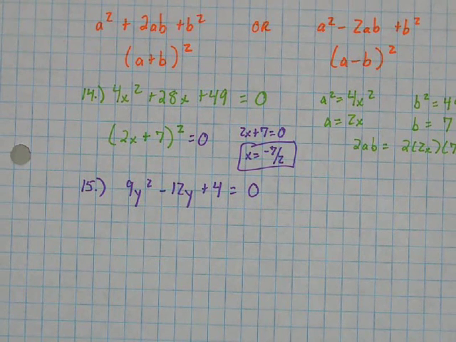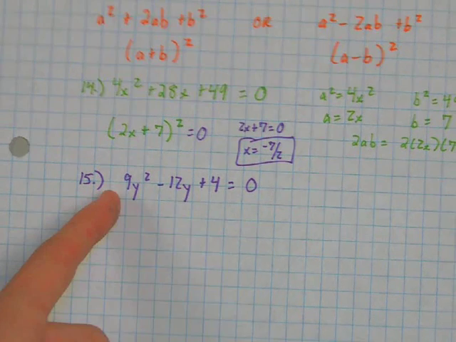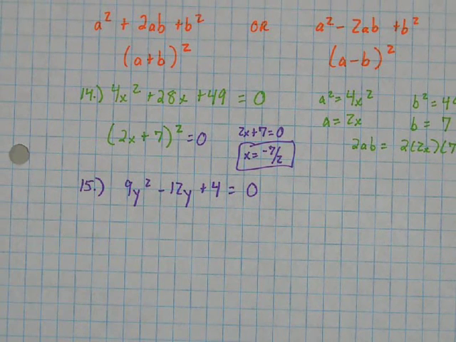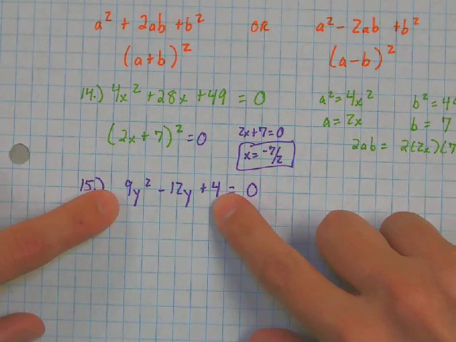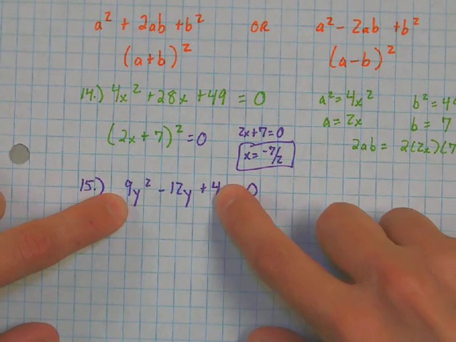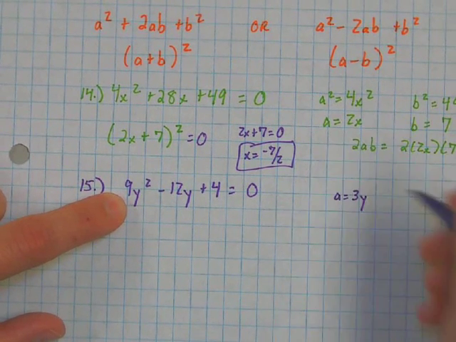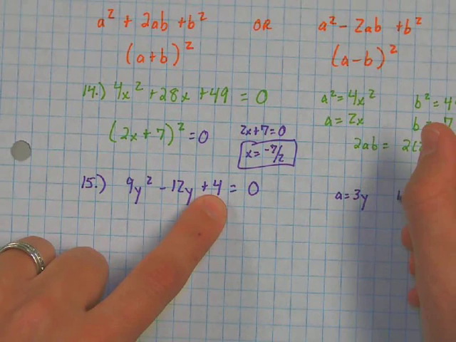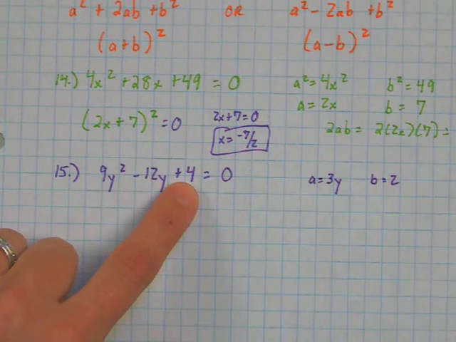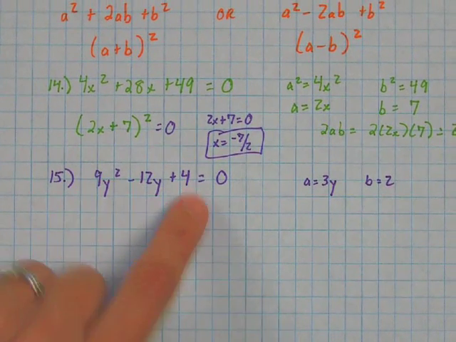Okay, perfect square. That's a perfect square. That's a perfect square. So that would mean a is 3y, and that would mean b is just 2. I'm just taking the square roots. Now ab is going to be 6y. If I multiply that times 2, I get 12. Yes! That is what I'm looking for in the middle.